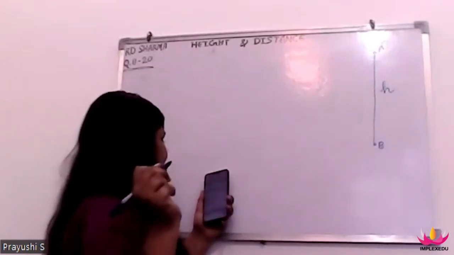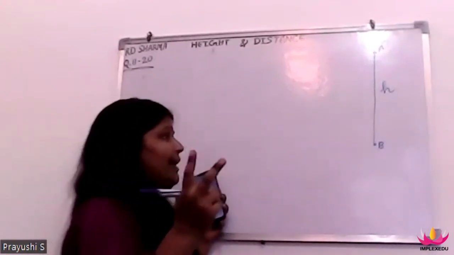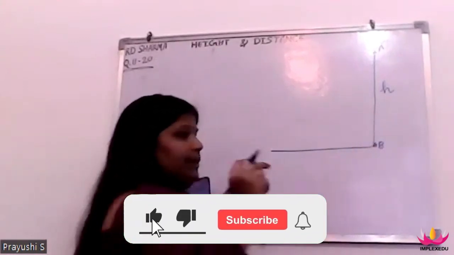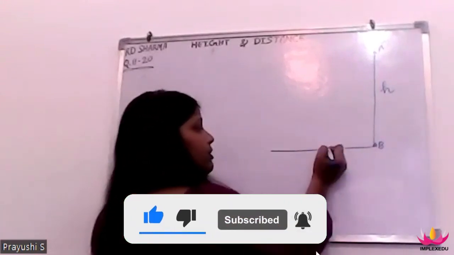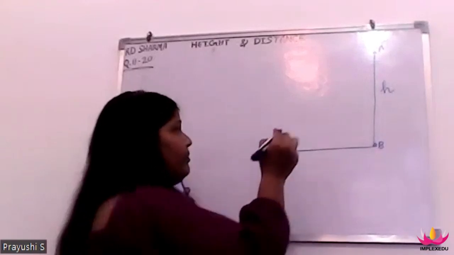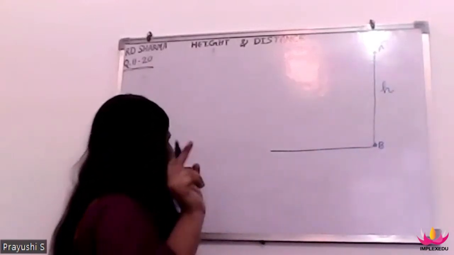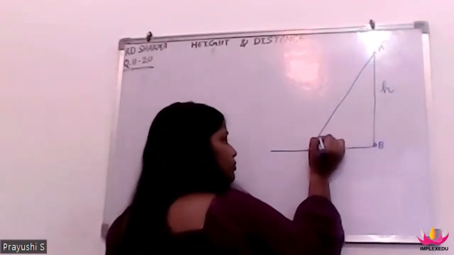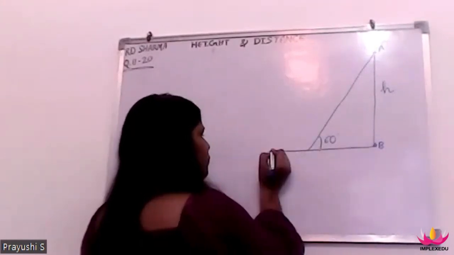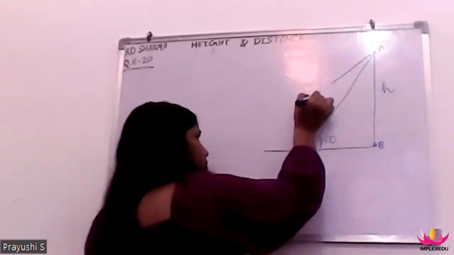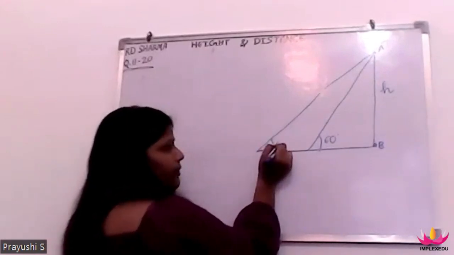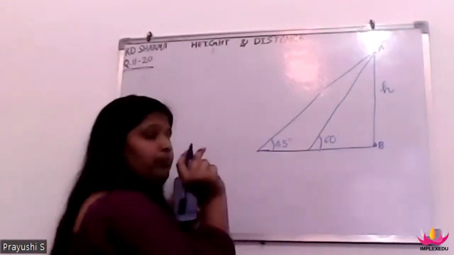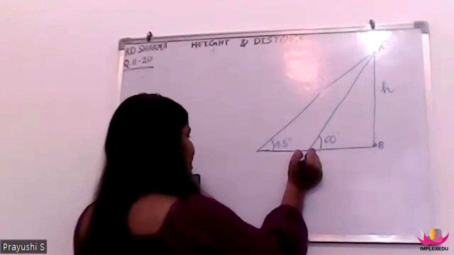Now the question is saying that they are making two angles, correct? Two angles of elevation. So I always remember that the bigger the angle will be closer to the tower. Okay. So first it is making 45 degree and 60 degree. So we know that bigger the angle, so 60 degree will be closer to it, and 45 degree will be here. Okay. 45 degree.